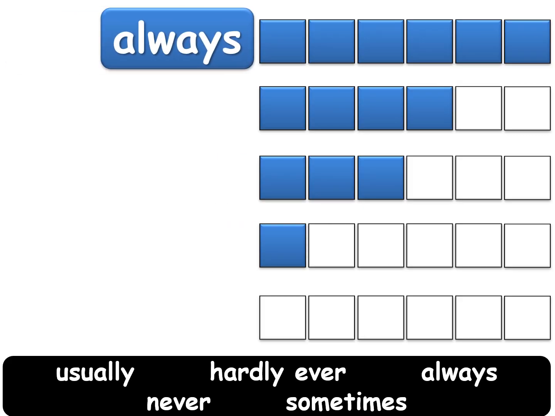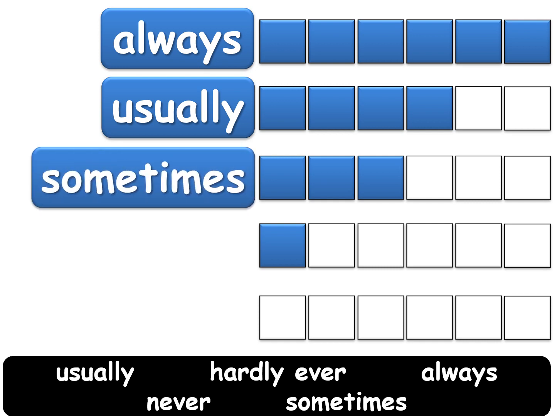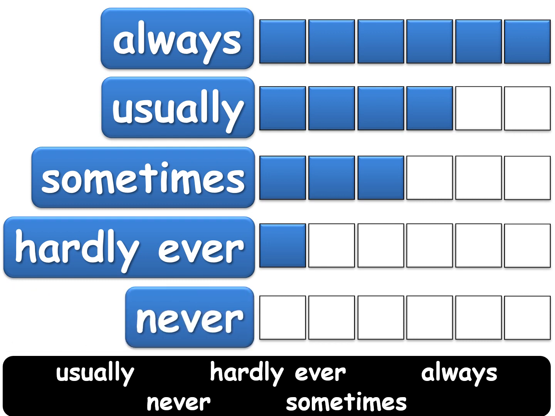So always will be all the time. Now, if we do something a lot of the time but not always, we can use usually. And if we do something half the time we do it, half the time we don't, we can use sometimes. And if we do something maybe only once a week or once a month, we can say hardly ever. Now, if there's something we don't do, we can use the word never.